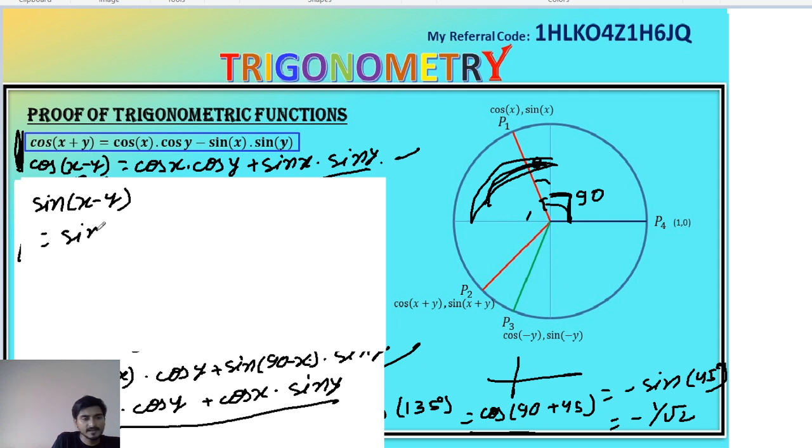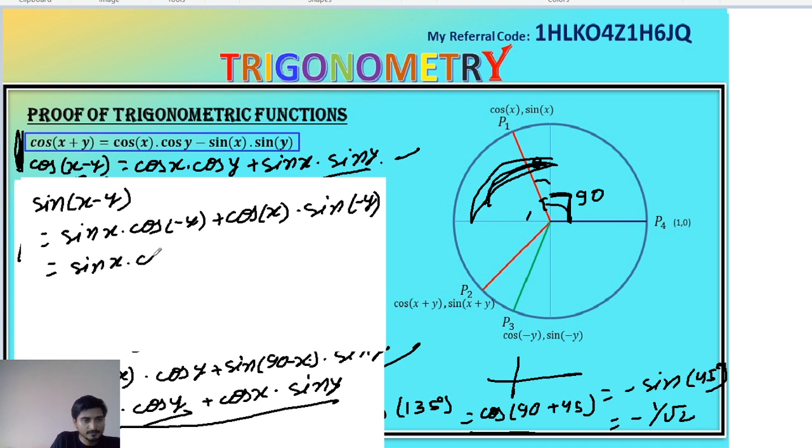I can directly write sine of x, and then cos of y is in this formula, so this becomes cos of minus y, plus cos of x as it is, and into sine of minus y. Okay, so this gives you the complete thing: sine x into cos of minus y is nothing but cos y, and plus cos x into sine of minus y is minus sine y.